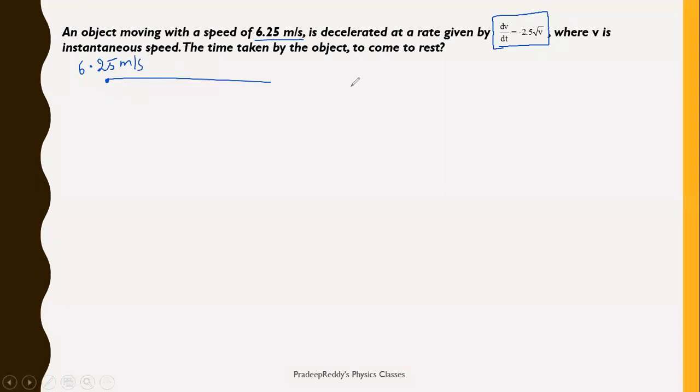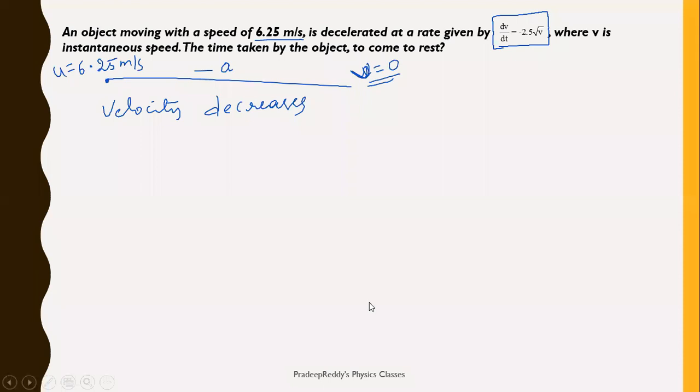Now it is traveling, but as it is traveling, it is mentioned as retardation, that is minus a. What would happen to velocity? Velocity decreases. So acceleration is given negative, right? So velocity decreases. Finally, it is coming to rest position. Initially, its value is 6.25 meter per second. Okay. Now you should find out the time taken by the object to come to rest.